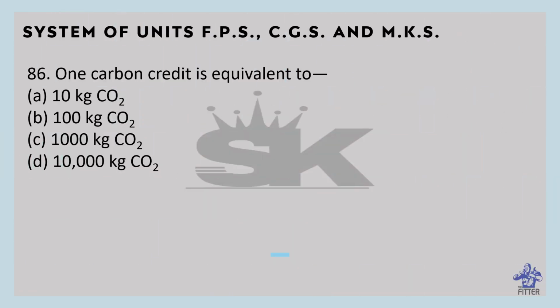1 carbon credit is equivalent to, 1 carbon credit is a permit that allows the company that holds it to emit a certain amount of carbon dioxide or other greenhouse gases. Okay, one carbon credit is equivalent to 1 ton of CO2 or 1000 kg CO2. Okay, so here the answer is 1000 kg CO2. Carbon credit is the difference between the carbon emission allowed and actually emitted carbon. Okay.